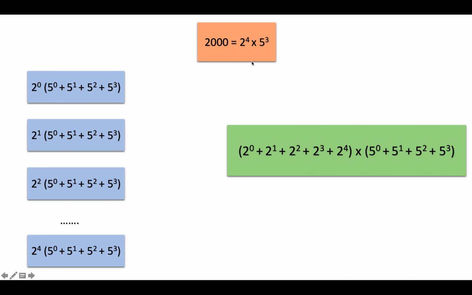So similarly, for 2 raised to power 4, what are the options of exponent that a factor has for 2? 0, 1, 2, 3 and 4. So we'll take all of those and add them up. Similarly for 5, the options are 0, 1, 2 and 3. We'll take all of those and add them up, and then finally multiply this, right? Let's look at this. The answer is 4836 if you calculate.